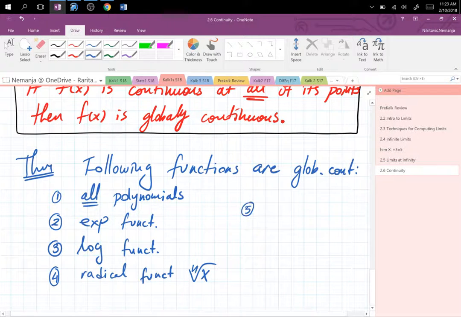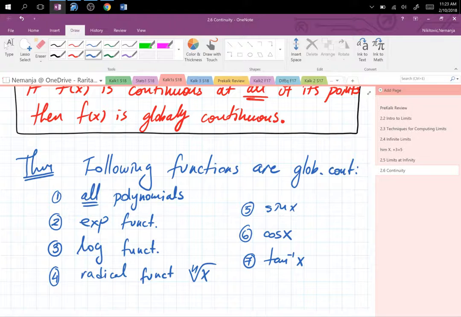Five, sine x. 6, cosine x. 7, inverse tangent of x. These are functions that we actually need, and we use them all the time. So you have to know that these functions are continuous. Otherwise, you're doomed. So all of these functions are globally continuous at all times. You don't see rational functions clearly because they have a denominator equal to 0, which creates the vertical asymptote, and they are discontinuous right away.